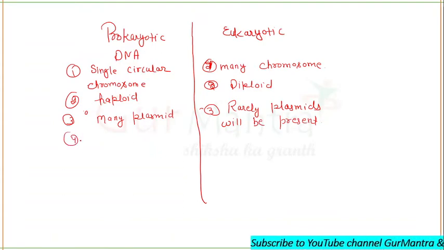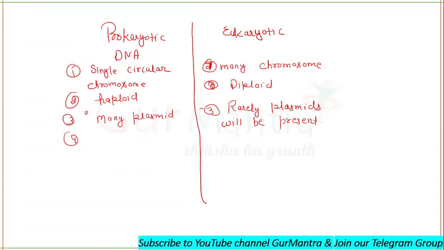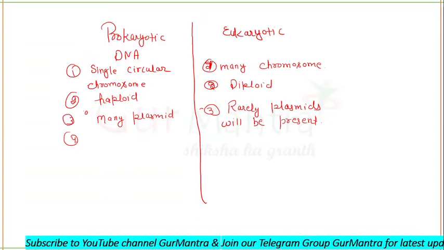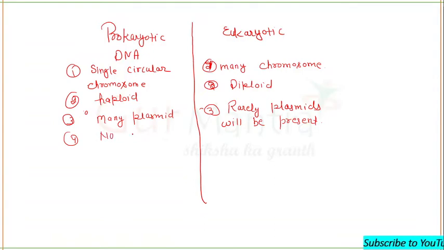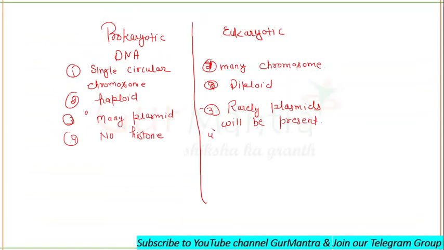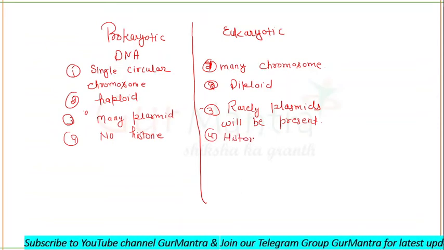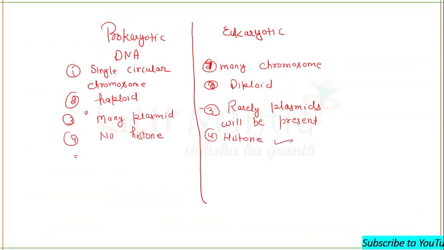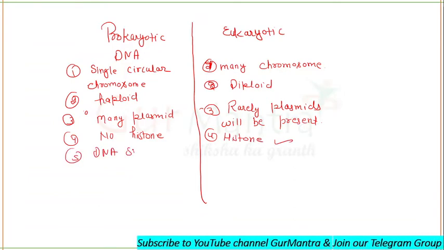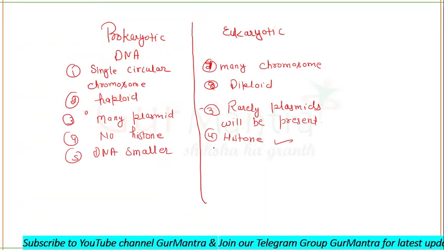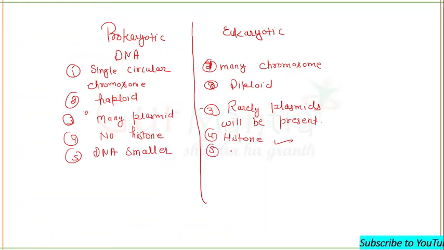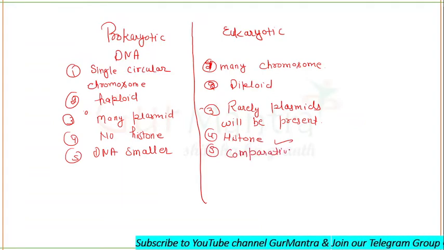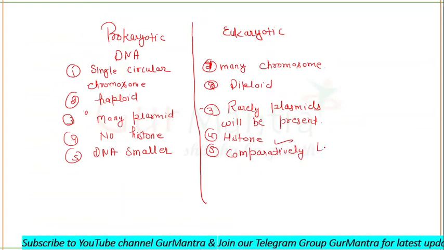So prokaryotic chromosomes are present in condensed form in the nucleoid, and as we know, there are no histone proteins complexed with the DNA, but in eukaryotes histone proteins will be complexed with the DNA. Fine. Next comes size. The DNA of prokaryotes is much smaller as compared to eukaryotic DNA. So we can see that eukaryotic DNA is comparatively larger than prokaryotic DNA.